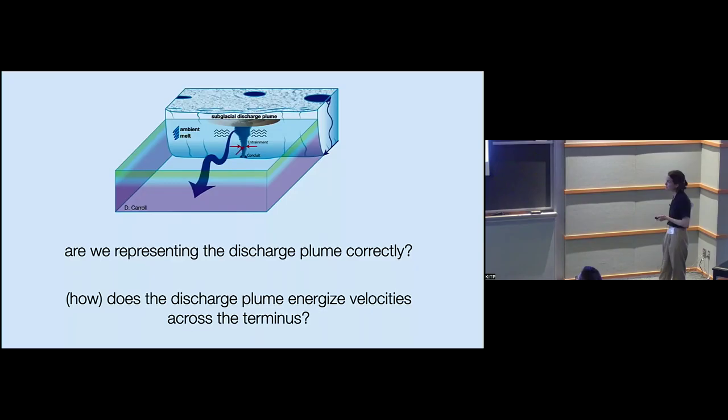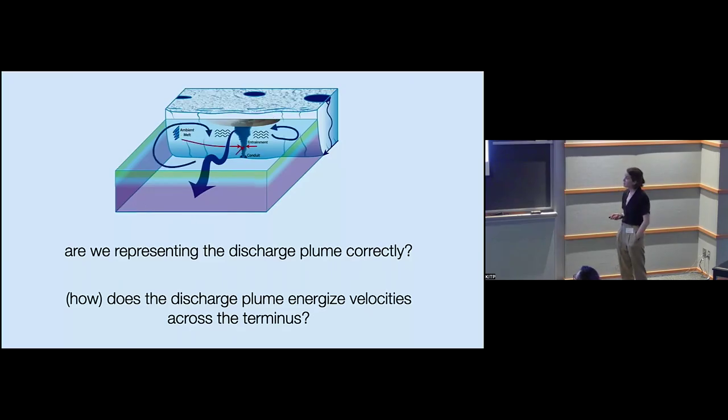And so two ongoing pieces that we're working on are, first, are we representing the discharge plume correctly? And then second, how does the discharge plume energize velocities across the terminus that allow the total melt to scale with the discharge, even if it's not directly driven by the discharge? Through things like waves and recirculations.